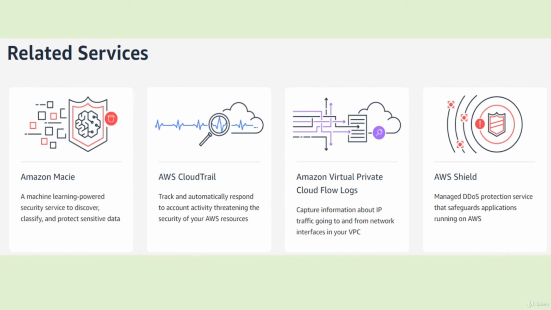There are various related services with GuardDuty. You have Amazon Macie. This is a machine learning powered security service to discover, classify, and protect sensitive data. Then you have CloudTrail to track and automatically respond to the account activity. Then you have Amazon Virtual Private Cloud Flow Logs and AWS Shield.